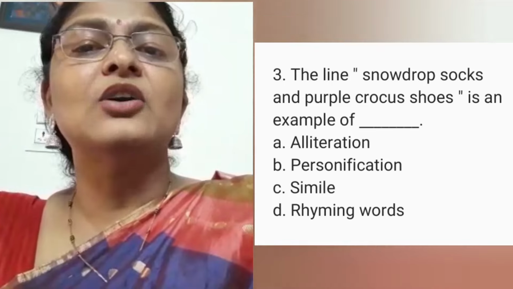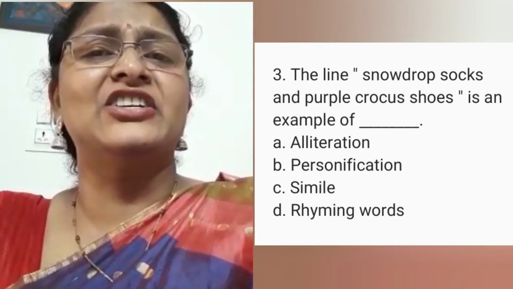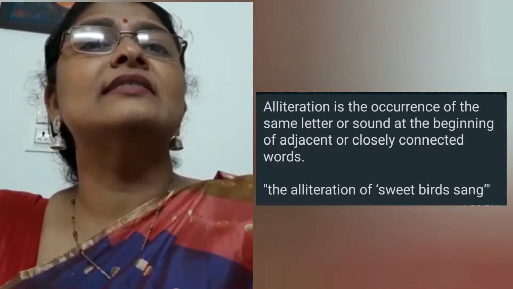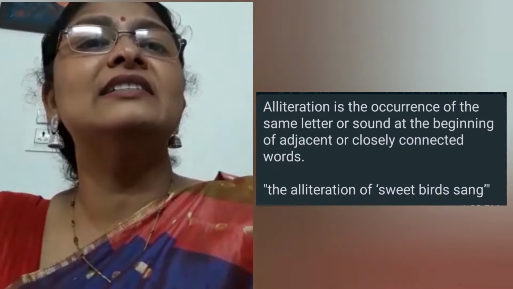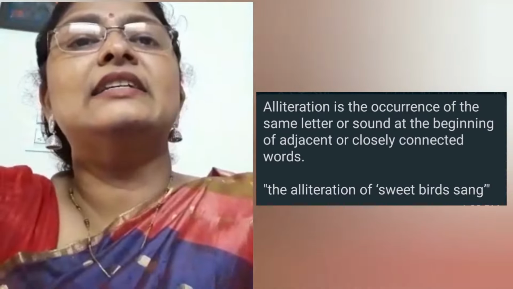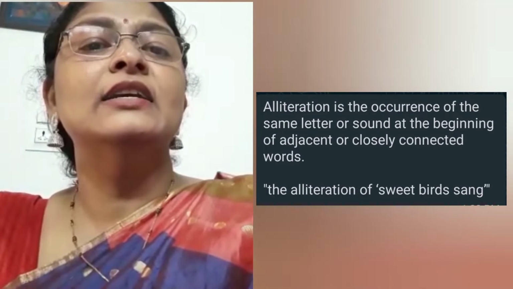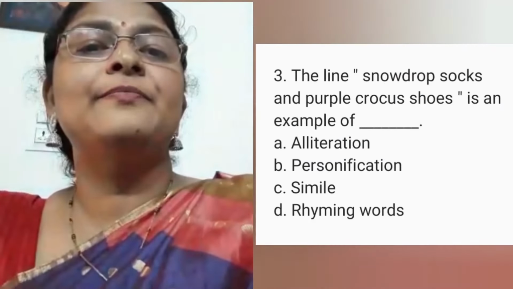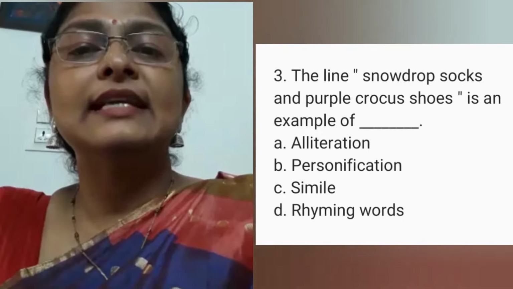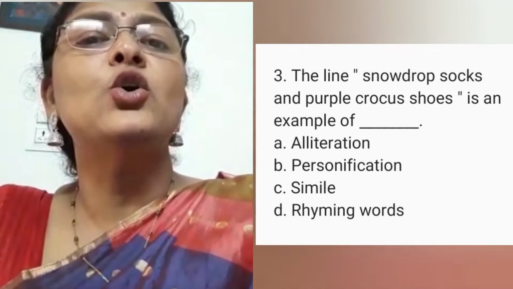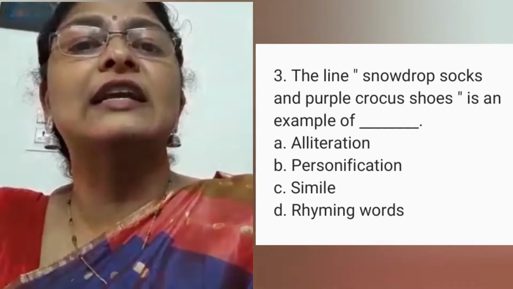We have come across this word in "Echoing Green". So let us see what is alliteration. It is the occurrence of the same letter or sound at the beginning of adjacent or closely connected words. So look at that line once again. "Snowdrop socks." Over here, the first consonant part is the same sound, that is snow, socks. So the s sound is repeated.